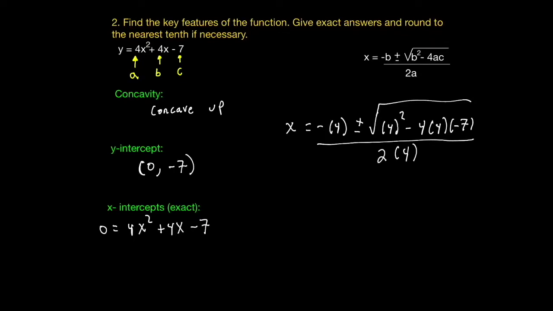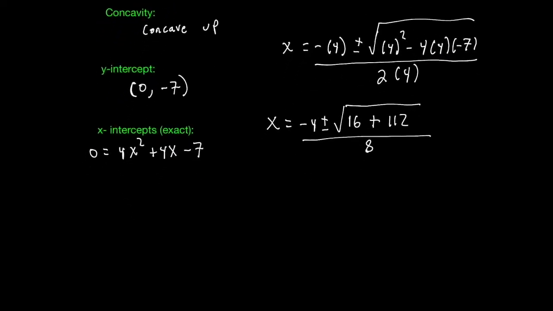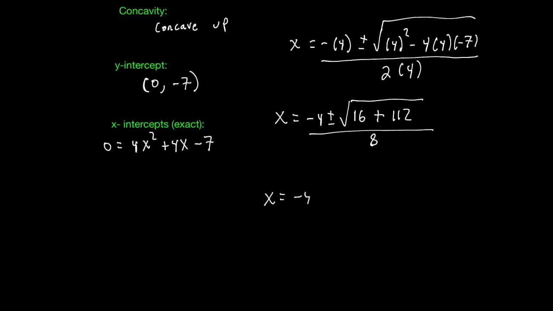4. I'll begin to evaluate, so I get x equal to negative 4 plus or minus the square root and then 4 squared. That's going to be 16. And then here we have negative 4 times 4, which is negative 16. But then a negative 16 times a negative 7 is going to change this to plus, and then we have 112. That's going to get divided by 2 times 4, which is 8. So here we get that x is equal to negative 4 plus or minus square root of 128.